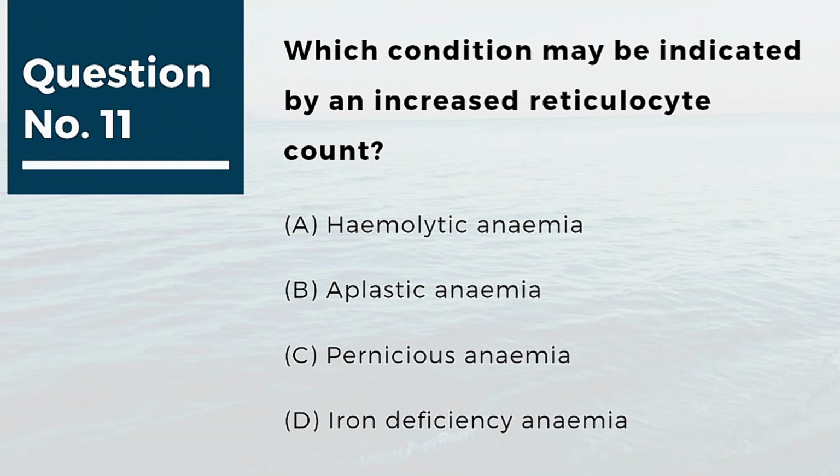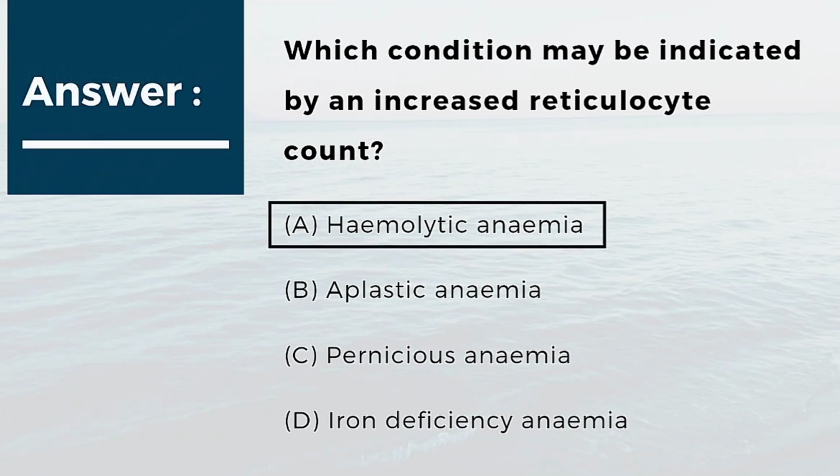Question number 11. Which condition may be indicated by an increased reticulocyte count? Option A, hemolytic anemia. Option B, aplastic anemia. Option C, pernicious anemia. Option D, iron deficiency anemia. Correct answer is option A, hemolytic anemia.